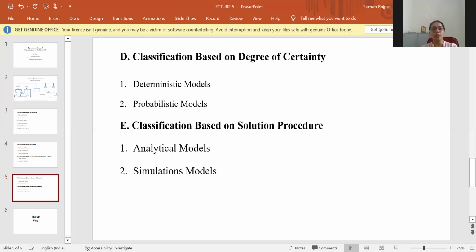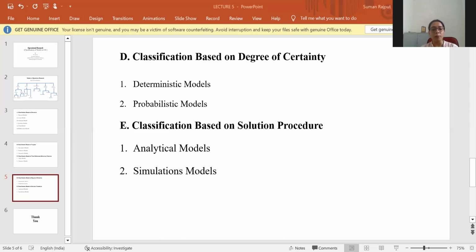Next, we have a classification based on the degree of certainty. The first model based on the degree of certainty is the deterministic model. These models make the assumption of certainty and perfect knowledge. In these models the parameters are completely defined. For example, linear programming problems, assignment problems, and transportation problems. In all these types of models, the parameters and assumptions are completely defined.